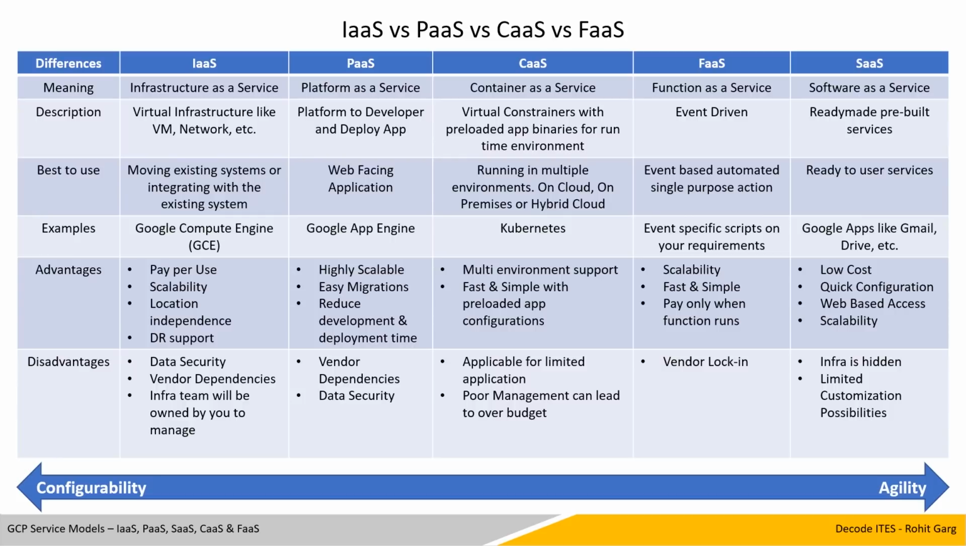Advantages of FaaS are scalability, fast and simple, pay only when the function runs. You can write the script of your function and attach it to an event. In case the event doesn't occur, you need not pay anything. Vendor lock-in: that means the script is completely dependent on the vendor environment. You can't move the same script to some other vendors. For different vendors, you need to develop a different script on the basis of their supported events and commands.